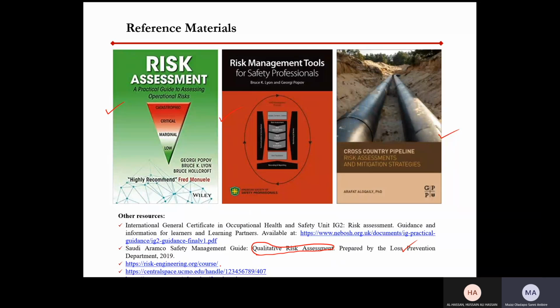We also have this website called riskengineering.org, which is also a very good website. We have this site as well, which contains most of the slides from these 2 books. Most of the slides coming from these 2 books, you can find them in centralspace.ucmo.edu. And then ASSP also has a lot of free learning. That's the American Society of Safety Professionals.